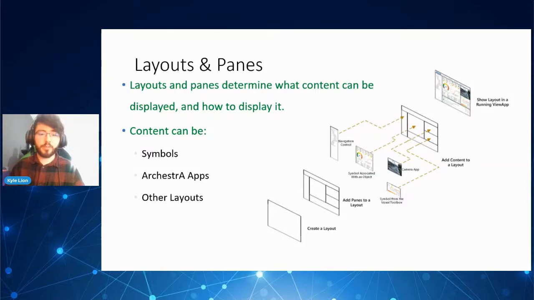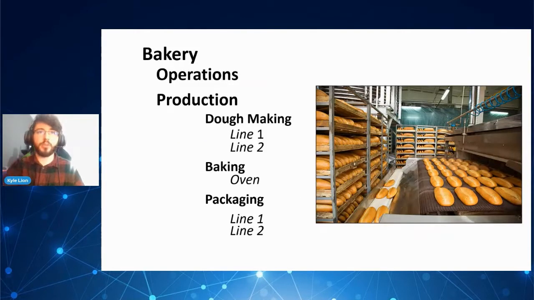So for today's example, I've got a very simple System Platform model of a bakery. My bakery has 2 main areas, operations and production, and then production is split into 3 areas. You can see there we've got dough making, baking, and packaging, and some of those have lines, and baking has an individual oven.